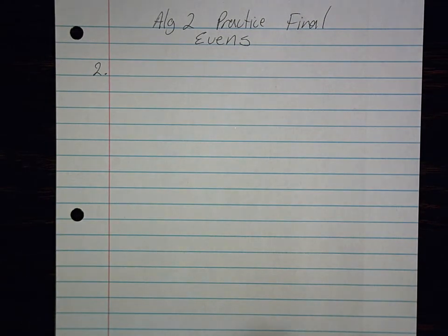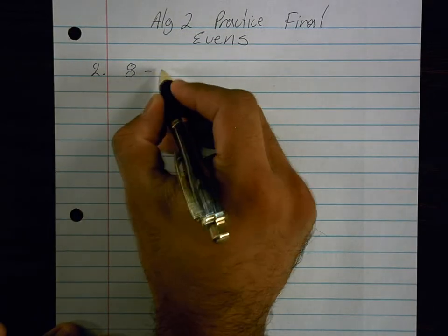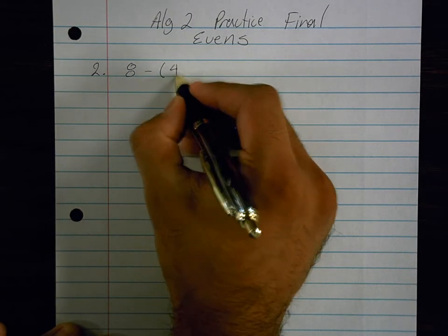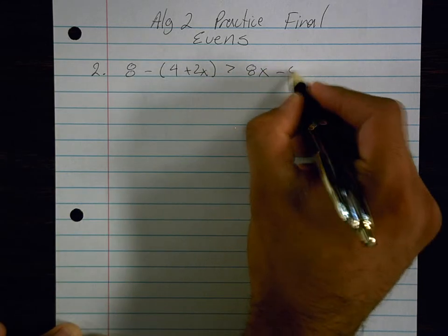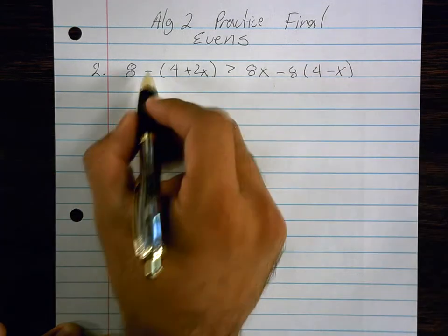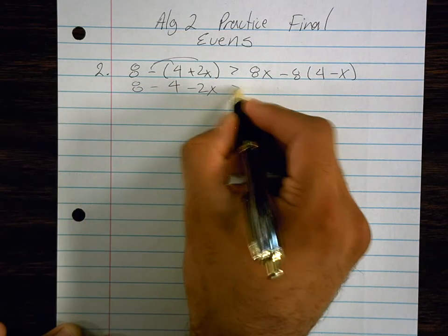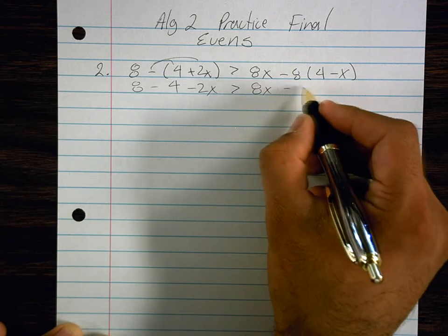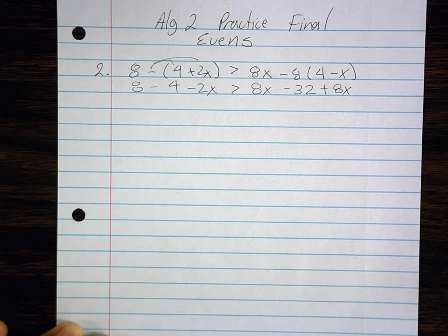So, the Algebra 2 Practice Final even solutions. Number 2: 8 minus 4 plus 2x is greater than 8x minus 8 times 4 minus x. First thing I'm going to do is distribute here. We're looking at 8 minus 4 minus 2x, 8x minus 32 plus 8x.